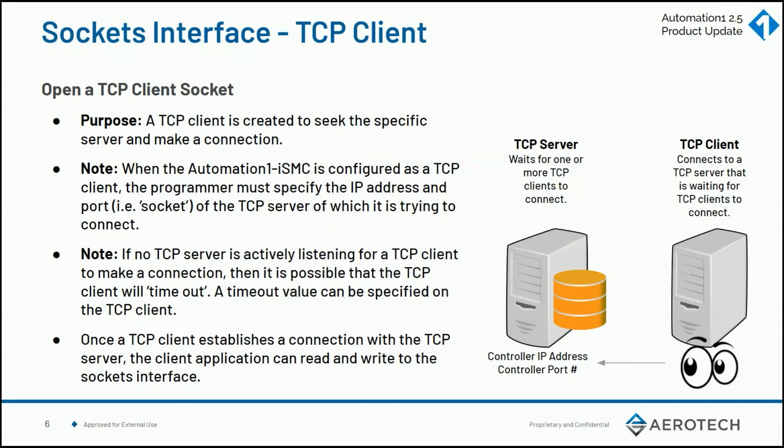If no TCP server is actively listening for this client to make the connection, then it's possible that the TCP client will just time out, and a timeout value can be specified on the TCP client. Once this TCP client establishes a connection with a TCP server, the client application can read and write to the sockets interface. If you read that last bullet point, it's the same last bullet point that was on the previous slide. Both the client and the server are looking to establish that connection, and once they do, they can both read and write to the sockets interface.